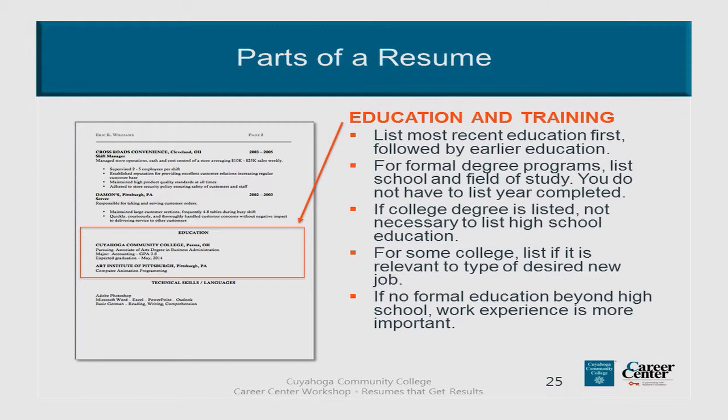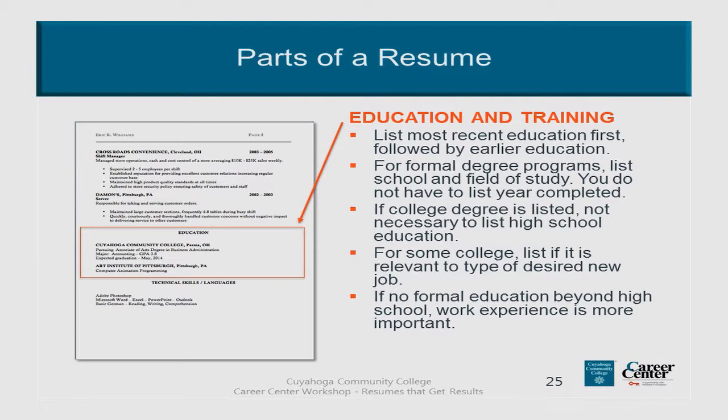Now let's discuss the layout and formatting. The format should be simple and easy to follow, such as list the college or high school name in bold at the left margin, followed immediately by the city and state where the college or high school is located. For formal degree programs, you will list the name of your school, followed by city and state. For example, Cuyahoga Community College, Cleveland, Ohio. Next, you may list your field of study. For example, pursuing Associate of Arts degree in Business Administration, as is indicated on the sample resume.